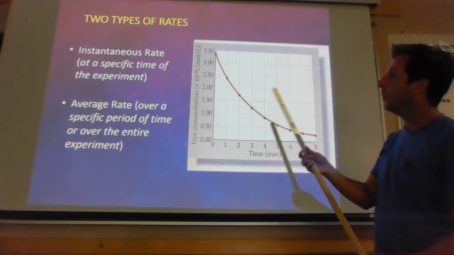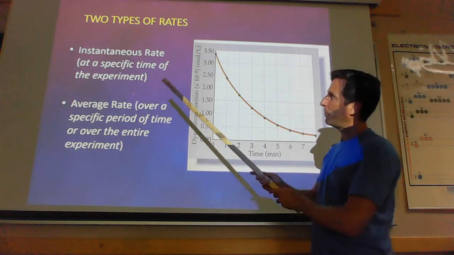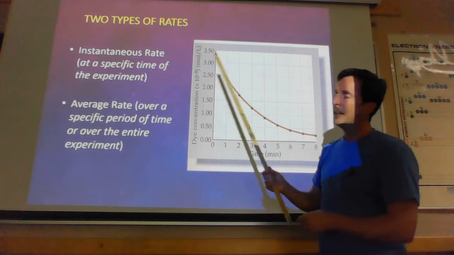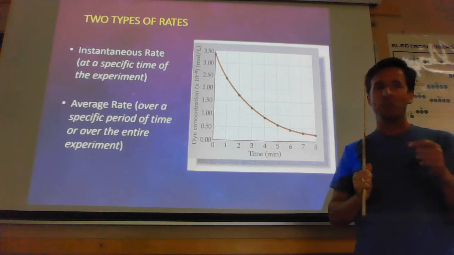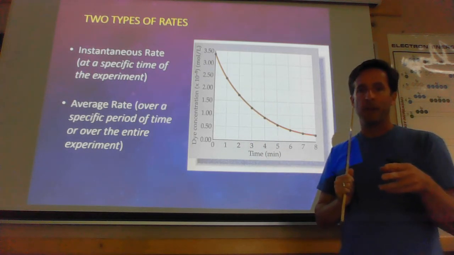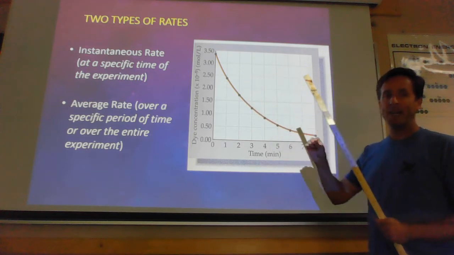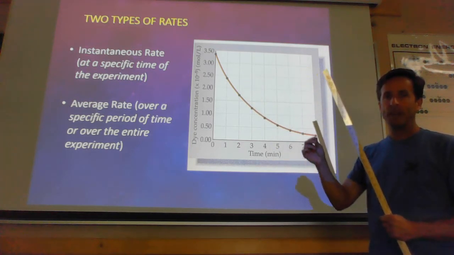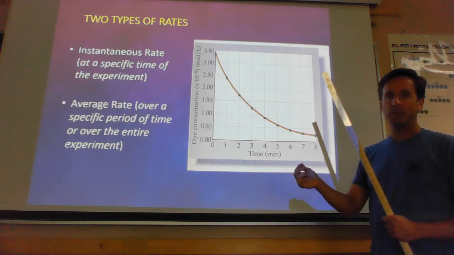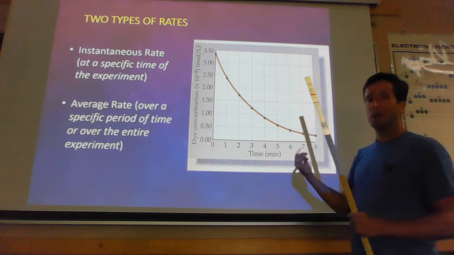Okay, so we can measure two types of rate. First of all, the instantaneous rate is basically how fast the reaction is moving at any given moment. So on this graph, if I can find the slope at any given point, then that's going to give me the instantaneous rate. All right, how do I do that?